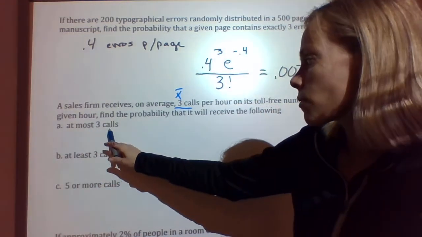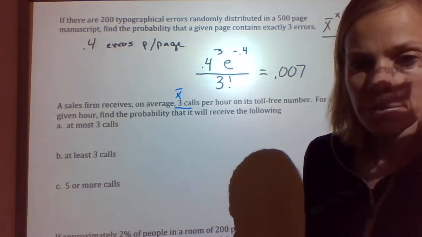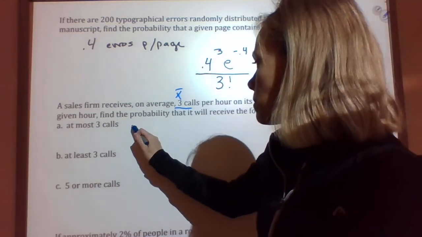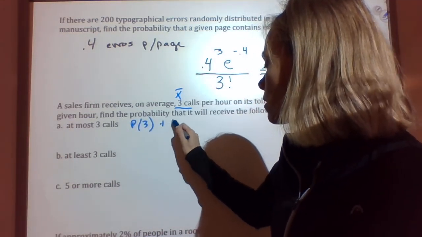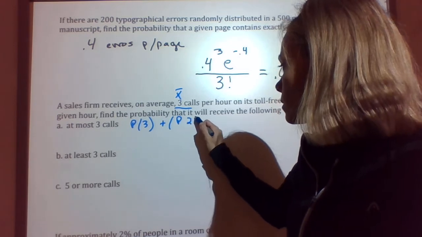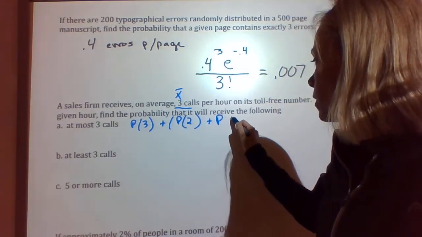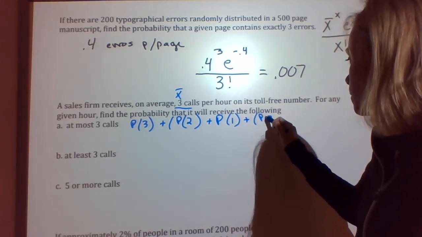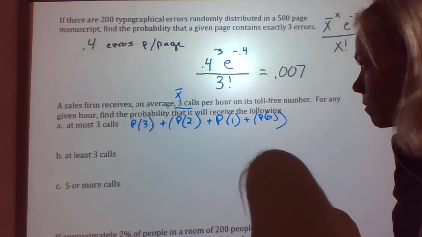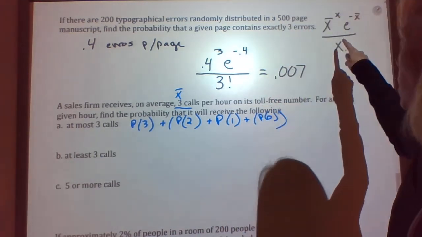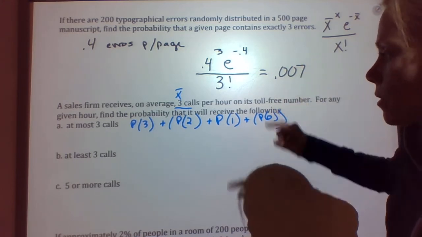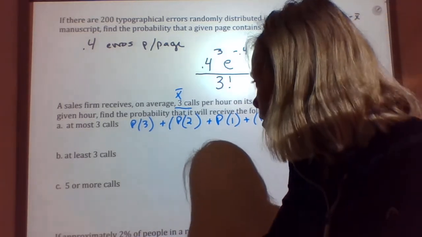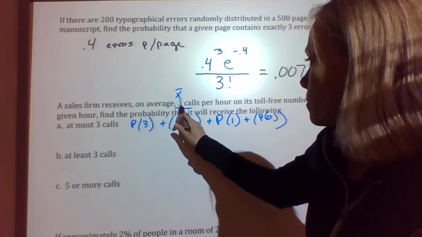At most 3 calls. At most means what? At most 3 means 3 or less. So that would be 3, 2, 1, or 0. Using this formula, we're going to just keep using it over and over again, and the only thing that's going to change is the x. My average number is 3.